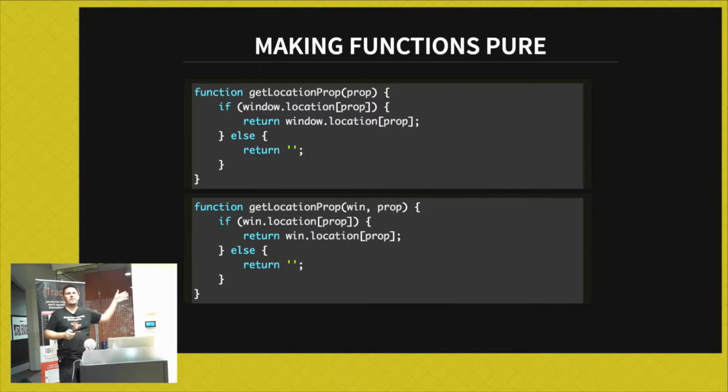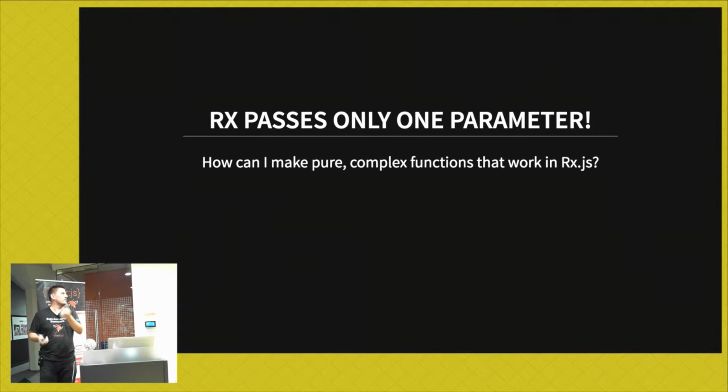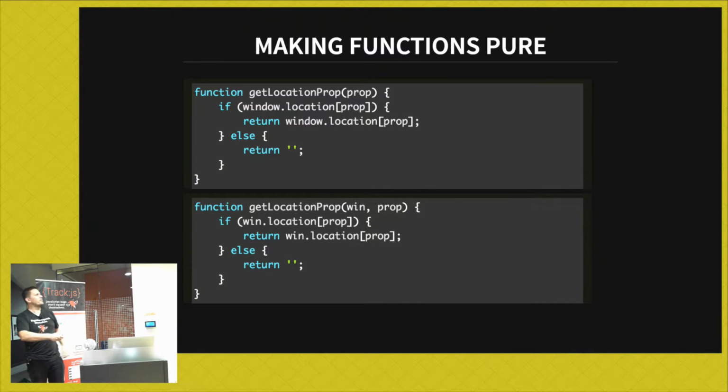Great. Anybody spot a problem with that function in regards to Rx? Go ahead. Something has to pass it through the view. Exactly. So now we have two parameters. Rx only passes you one. You get one value out of the previous one into your current one. So how can we do that? In fact, if we think about this, what we're really doing here is configuring our function with a particular window object.